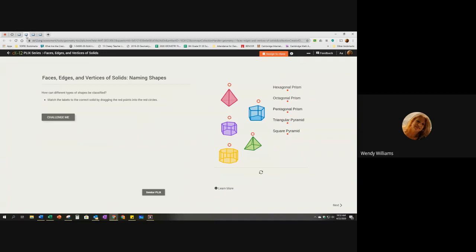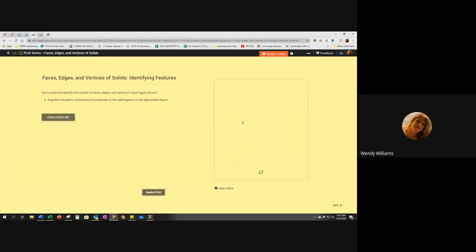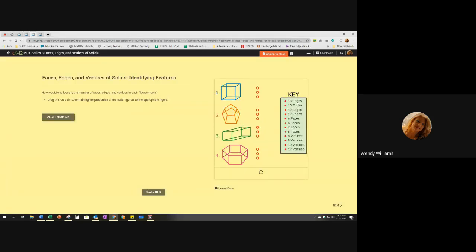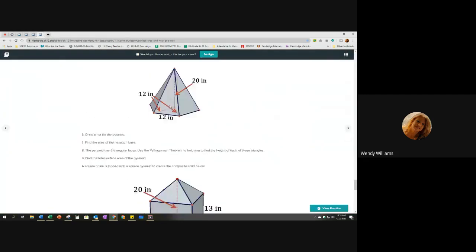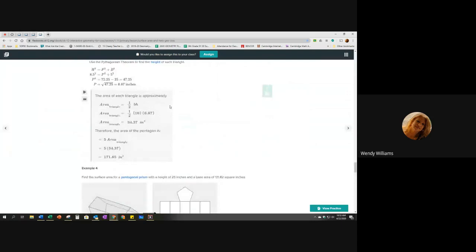Then I'm going to be assigning you for you to identify the names of the shapes. Also, what's the difference between edges, faces, and vertices? I'll assign this to you also. And this just brings me right back to where we were. Okay?